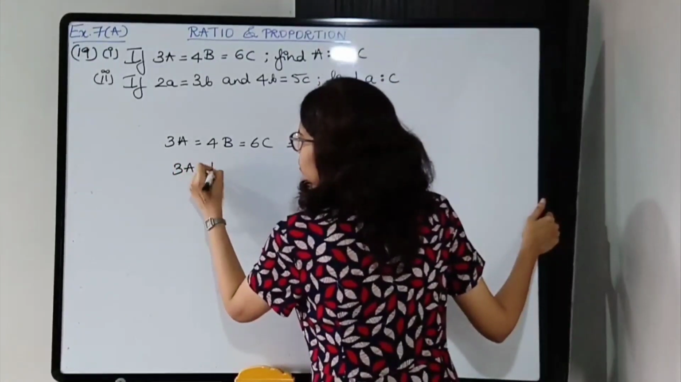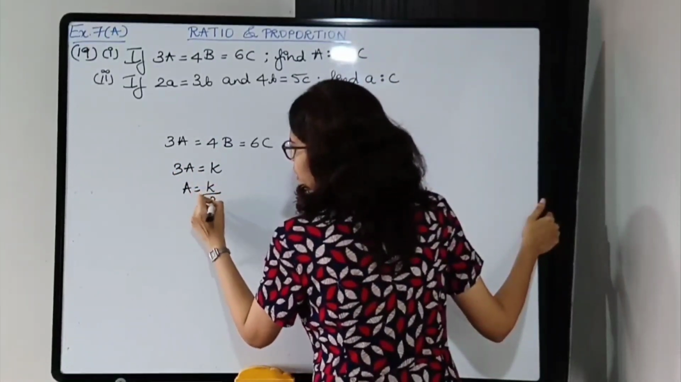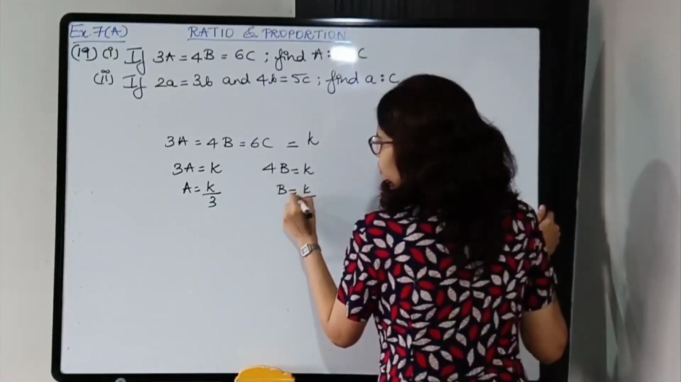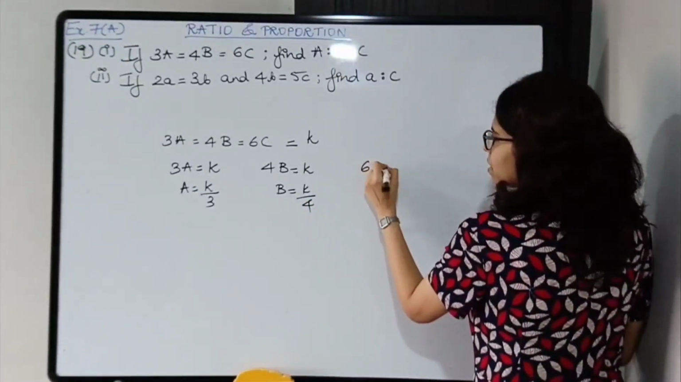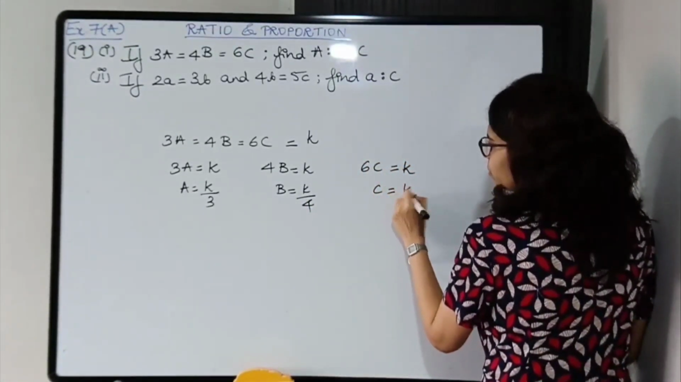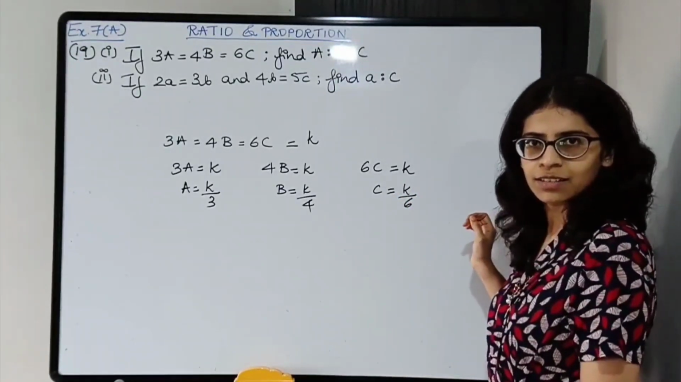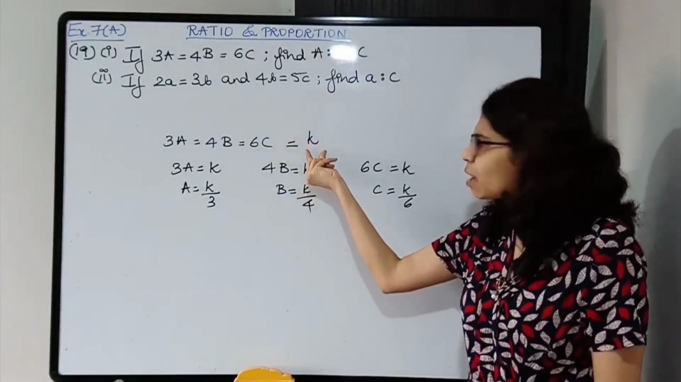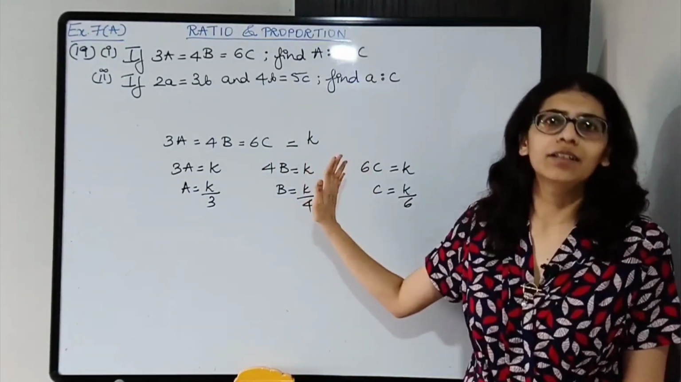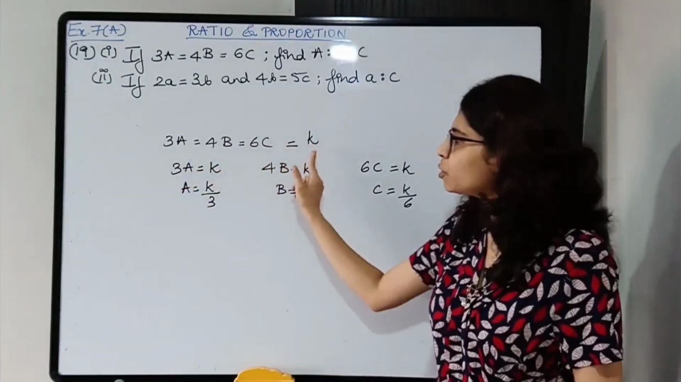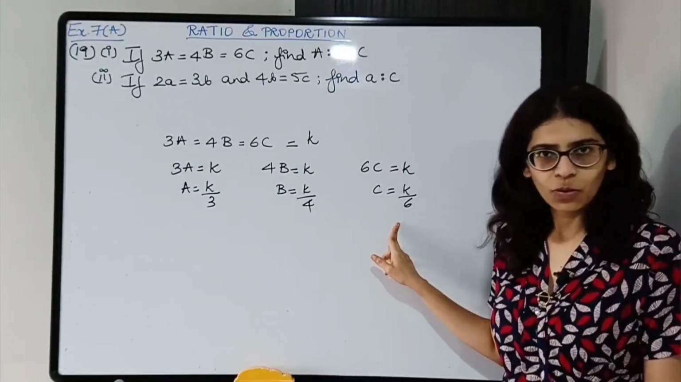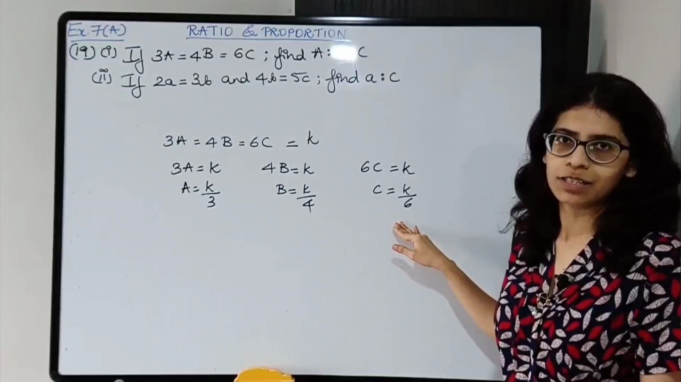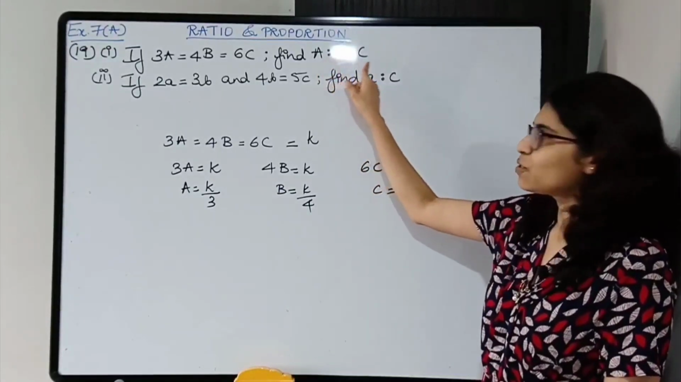3a is equal to k, so a is equal to k upon 3. Similarly 4b is equal to k, so b is equal to k upon 4. And 6c is equal to k, so c is equal to k upon 6. Right, what we did was, we know all three are equal, so let's say all three have some value k. That is what we did, and we substitute one by one to find out the values. So now we got a equal to k upon 3, b equal to k upon 4 and c equal to k upon 6. Now we need to find a is to b is to c.